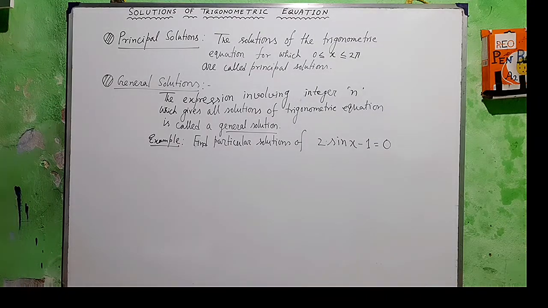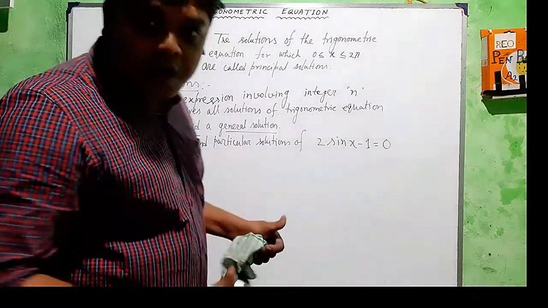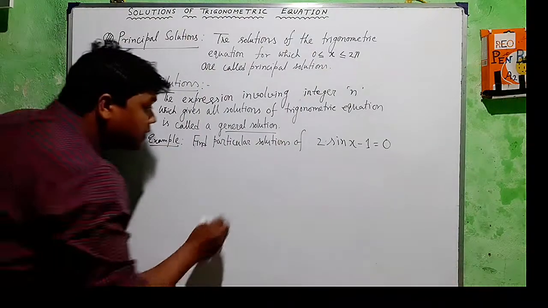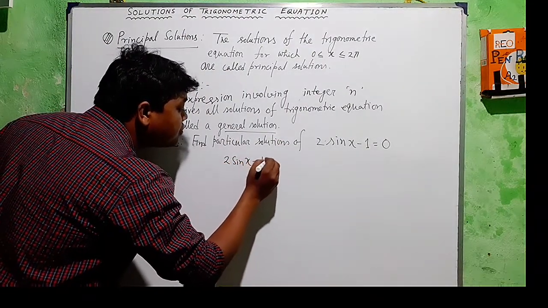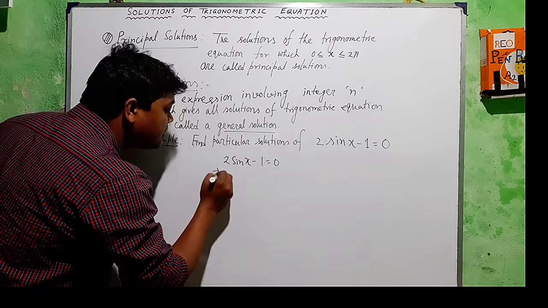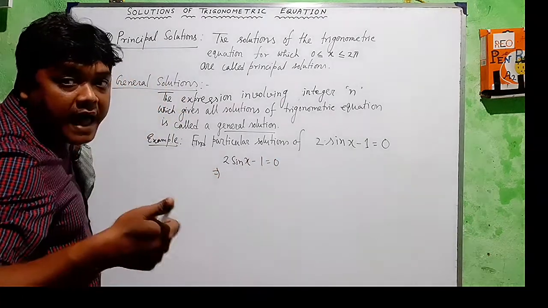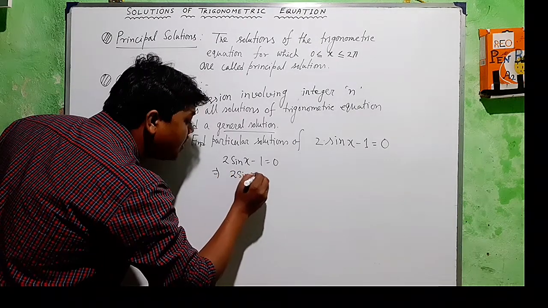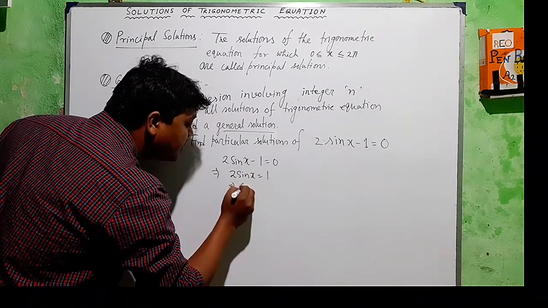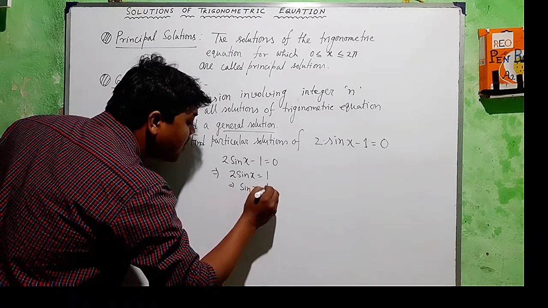Find particular solutions of 2 sin x minus 1 equals 0. Now, how to solve it? 2 sin x minus 1 equals 0. This is our goal, that we have to find out the value of x. So 2 sin x equals 1, and sin x equals half.